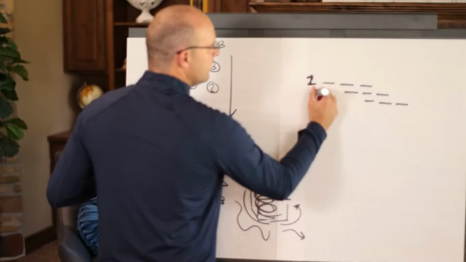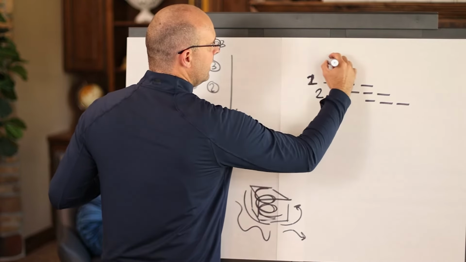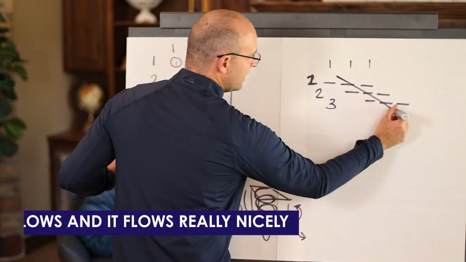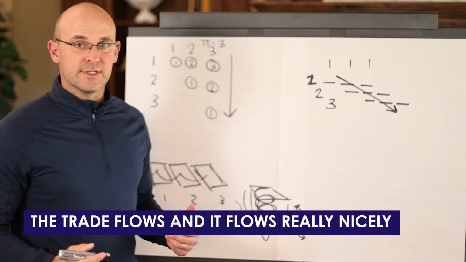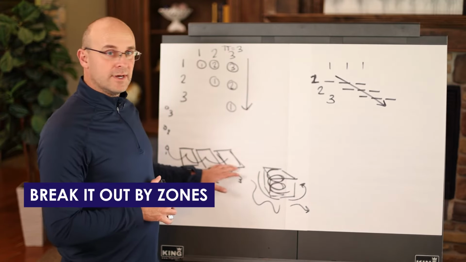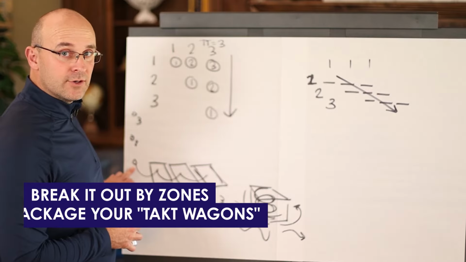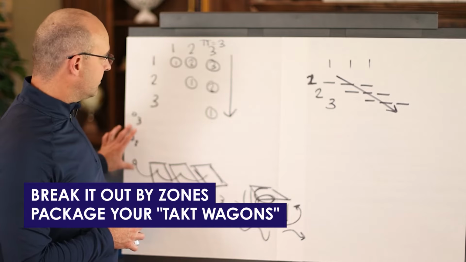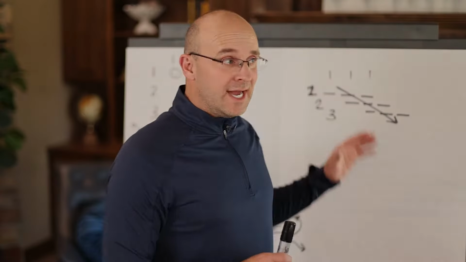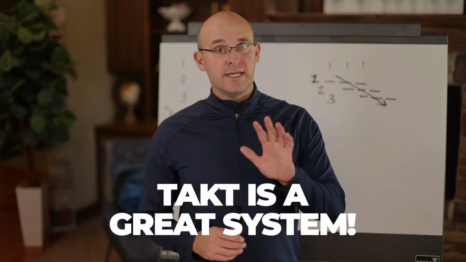So that's number 1, number 2, and number 3. And then your takt times on the top. And the key point here is that the trade flows, and it flows really nicely. And so that's the most important consideration: we break it up by zones, and you package your takt wagons, which is what we call these, and you have a format that shows trade flow. And so takt is a great system.